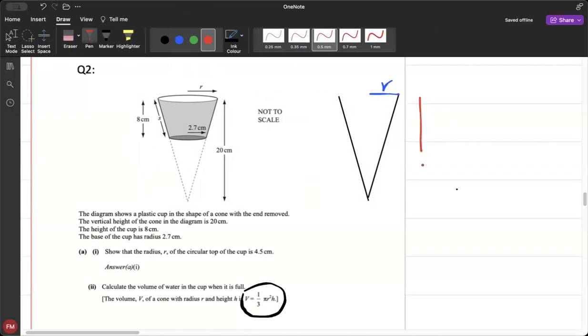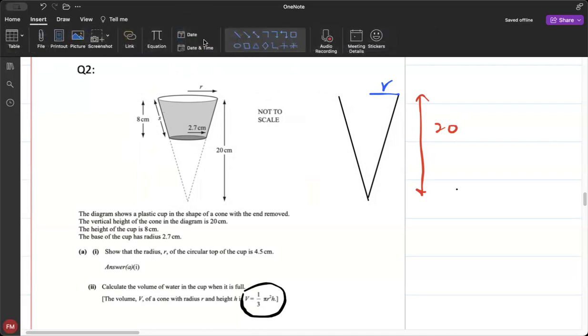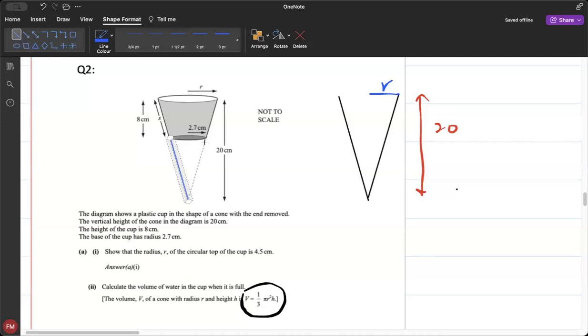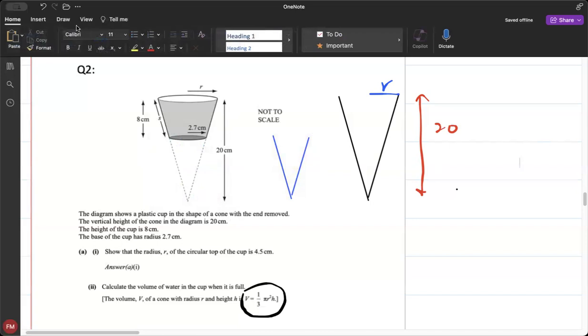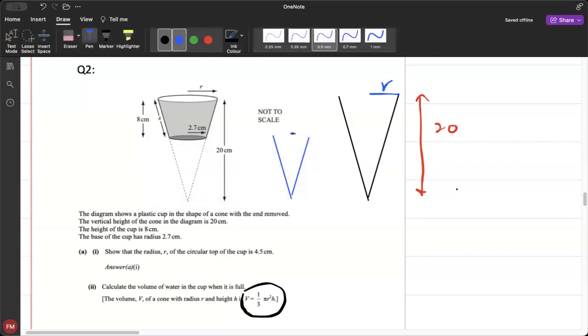This cone has a height of 20. Just kind of drawing this outside. However, if I were to draw the smaller one inside that has been removed, I can say that's the smaller cone. And in this smaller cone, I know that my radius is 2.7. I also know that my height, if the whole thing is 20, this is 8. Can I say 20 minus 8 is just going to give us 12? That means the height of this is 12.